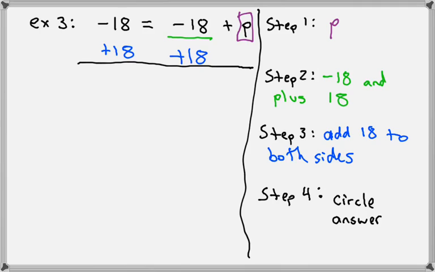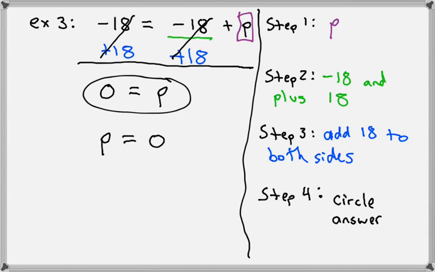Negative 18 plus 18 cancels out. That leaves us 0 on the left. Negative 18 plus 18 gives us 0. That cancels out, leaving us with a p. Generally, when you solve for variables, you write the variable first. As far as I'm concerned for class, I don't care which way you write it. Either one is going to be acceptable.